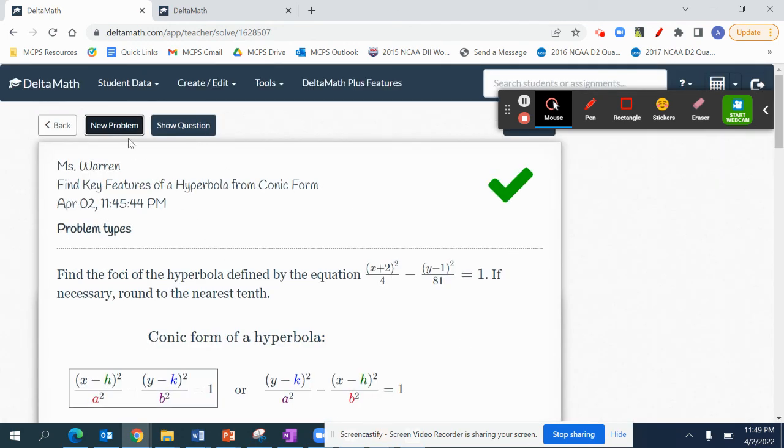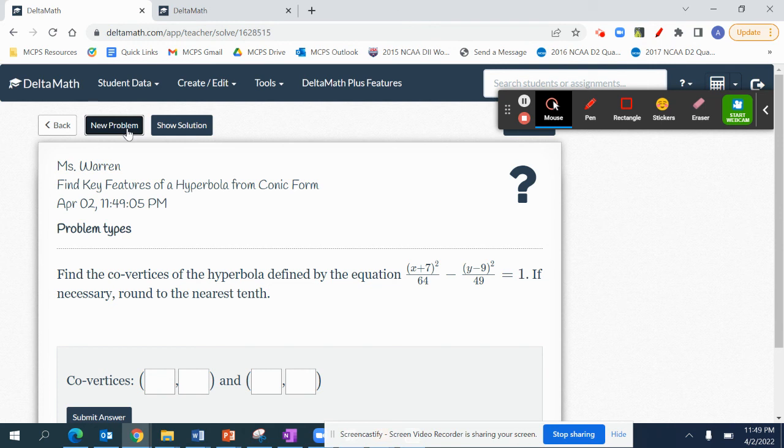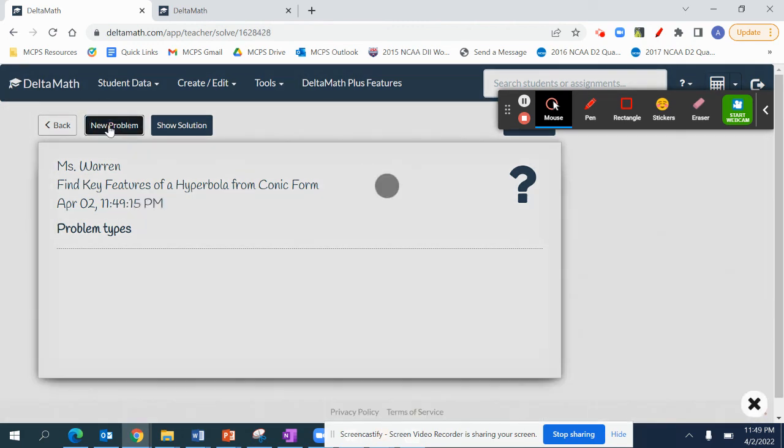Okay, and there you go. I think that's most of the main problem types. I mean, you might get asked for, say, vertices instead of covertices, but then you would just be doing it based on the first term. Center is in there. Yeah, so you should be good to go.